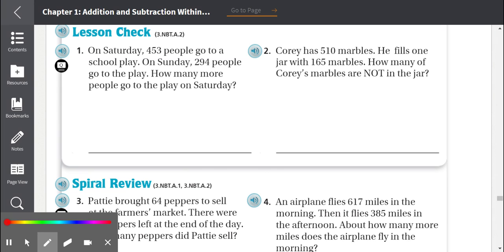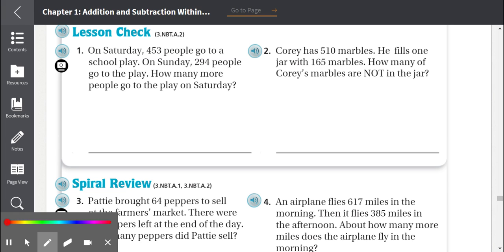Number 1. On Saturday, 453 people go to a school play. On Sunday, 294 people go to the play. How many more people go to the play on Saturday?